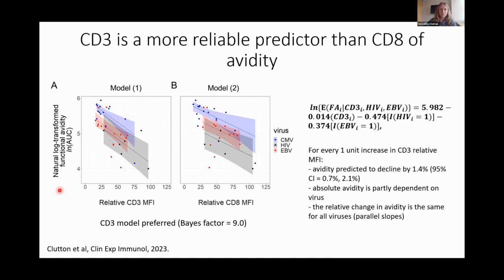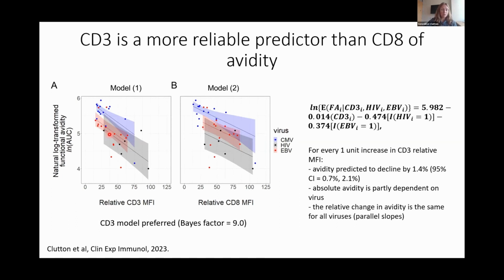Just focusing on CD3, or model 1, for a moment, they generated, to my non-statistician eyes, a very frightening looking equation. But essentially what this equation describes is that for every 1 unit increase in CD3 relative MFI after stimulation, avidity is predicted to decline by 1.4%, and the confidence intervals are shown here. You'll notice that the model has 3 different lines representing each virus. This is because the model predicts that absolute avidity at any given CD3 expression is partly dependent on virus.